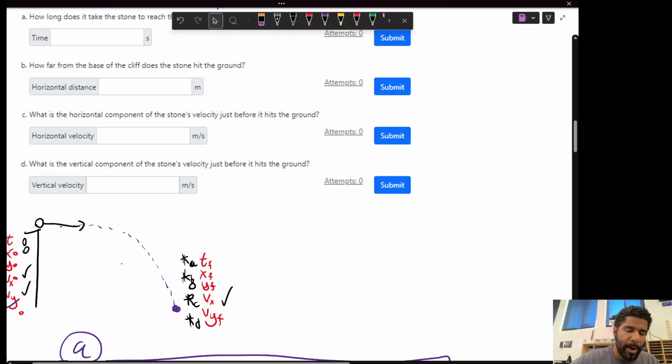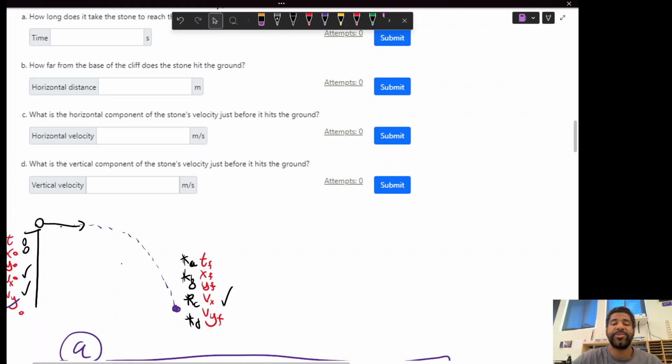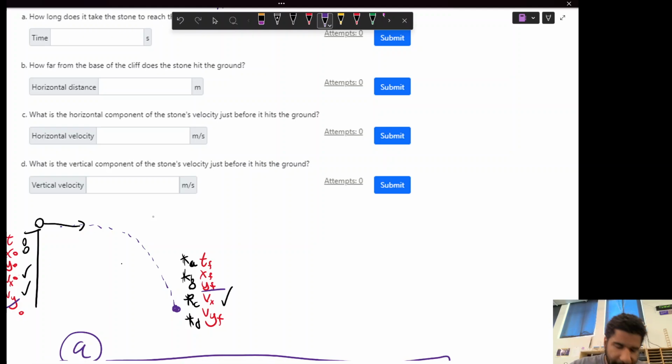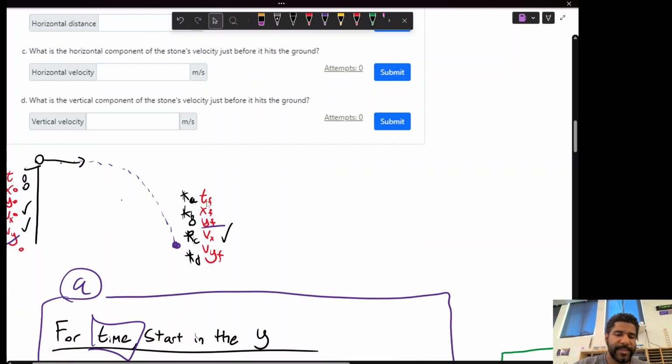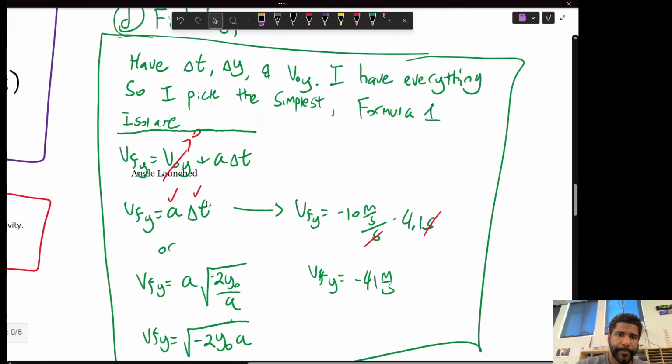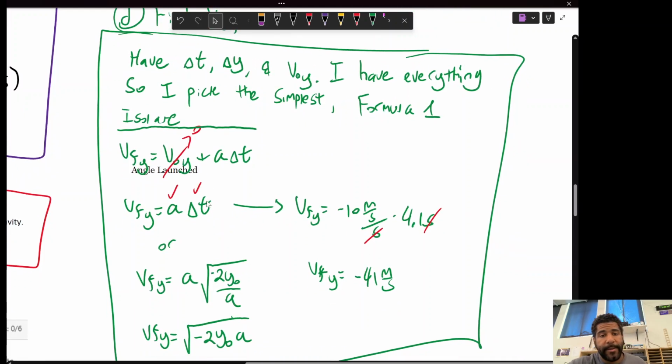What's the vertical component before it hits the ground? Right before it hits the ground. But you can essentially say that over here, the final height at this point, right before it hits the ground, will be 0. Accept that. Accept that in your heart. And this class becomes easy. So for part D, you get to pick.